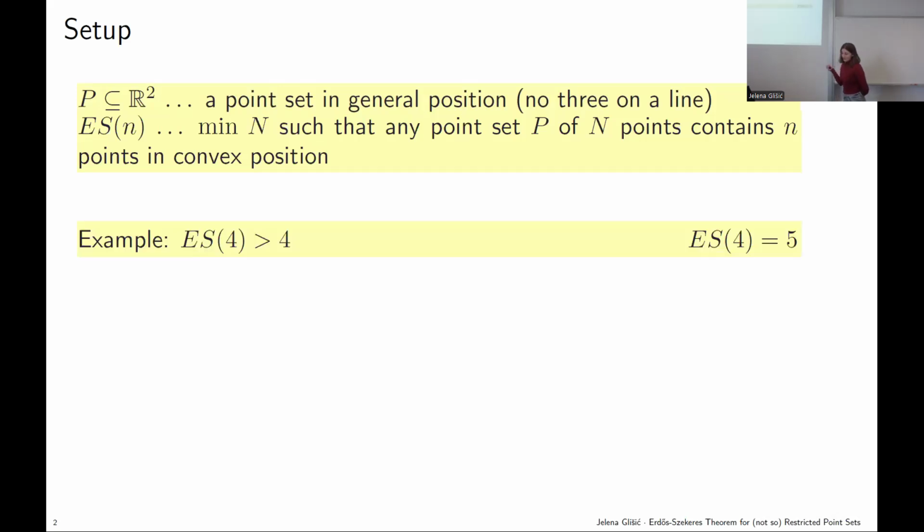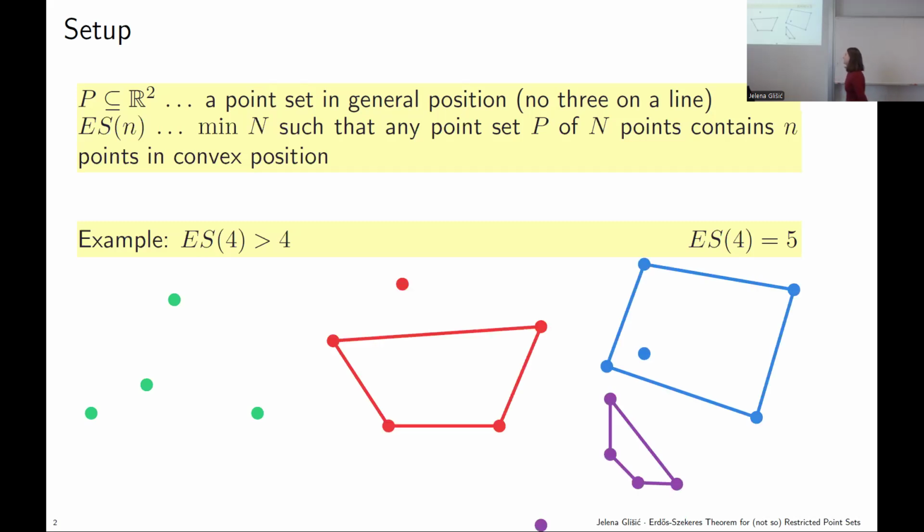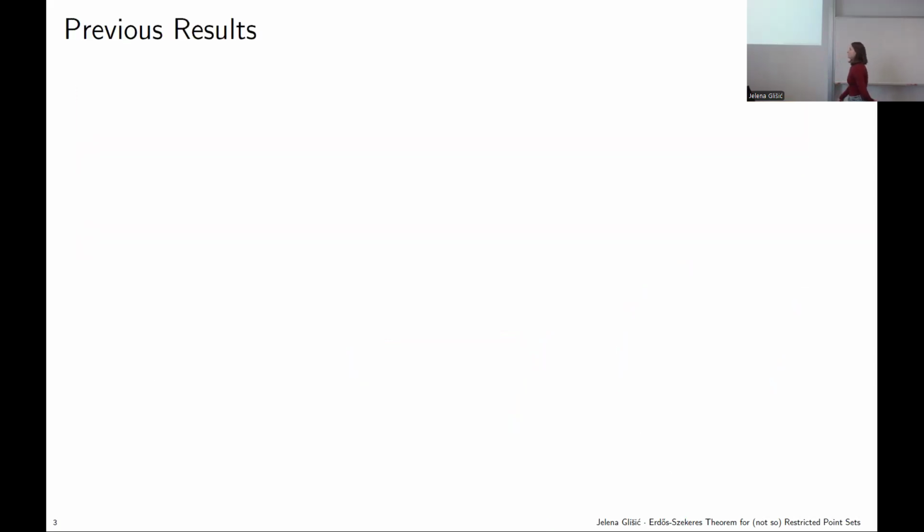So first I will just give you a little example of what is the number ES(4). First I will show you that it's at least 5. It's larger than 4 because there is a point set of 4 points which does not have 4 points in convex position. And it is exactly 5 because however my point set of 5 points looks like, I can always find 4 in convex position. In particular, if my convex hull is at least size 4, I already have them. And if I have a triangle, then the 2 points inside will form a convex quadrilateral with one of the sides of the triangle.